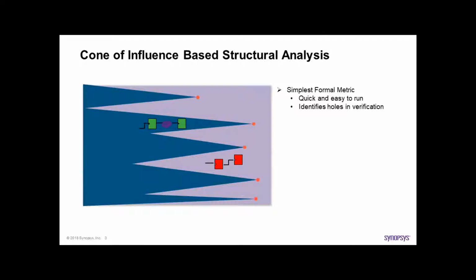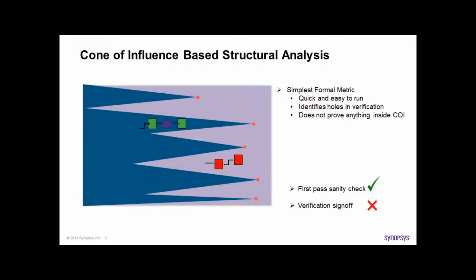Just because something sits within a cone of influence, I can't be confident about how that's been checked. But if something sits outside of the cone of influence, I can tell you for sure that there's no assertion within my formal environment that's testing this piece of logic. So it's a really good negative indicator, but it doesn't prove anything inside of the cone of influence. So it's great for a first pass sanity check, but we can't really sign off on formal using just cone of influence analysis. We can tell you what you've missed.